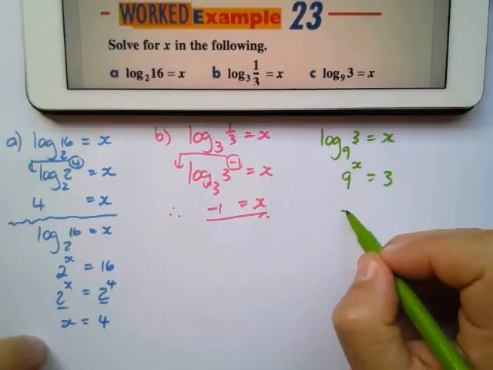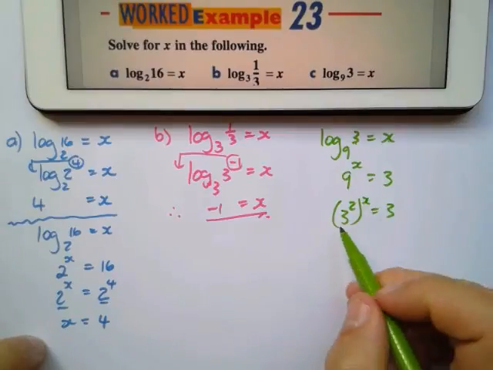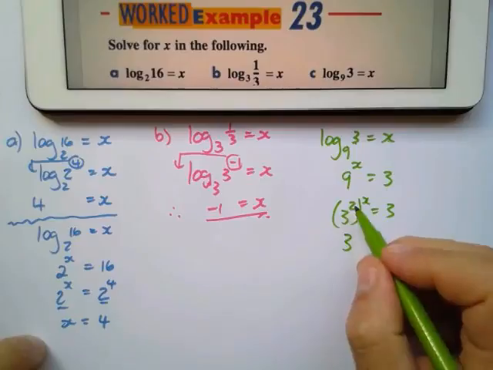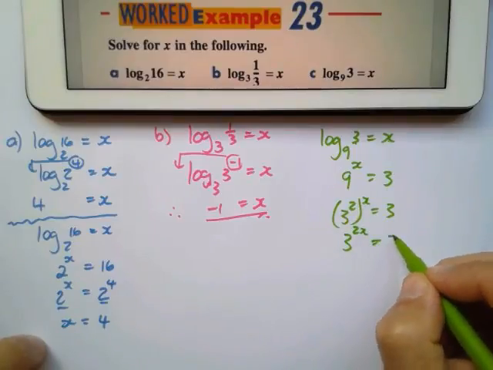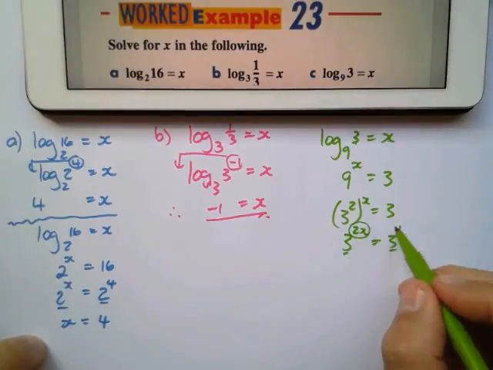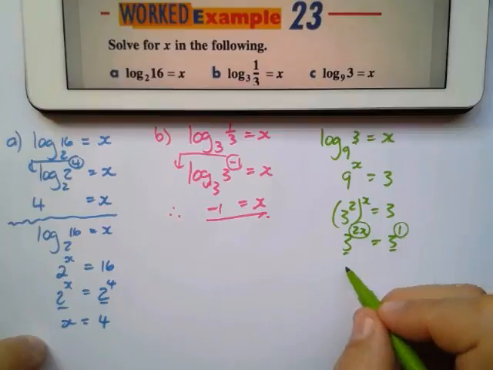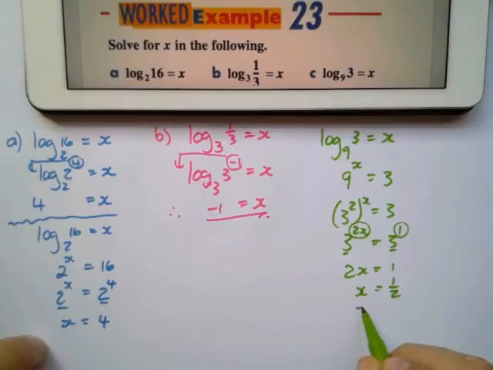Now 9, I can say that is 3 squared to the power x, which equals 3. Now that's the same as 3 to the power 2 times x, which is 2x. That equals 3 to the power 1. This is 3 and this is 3, therefore 2x must equal 1. If 2x equals 1, then dividing by 2 on both sides, x equals a half.